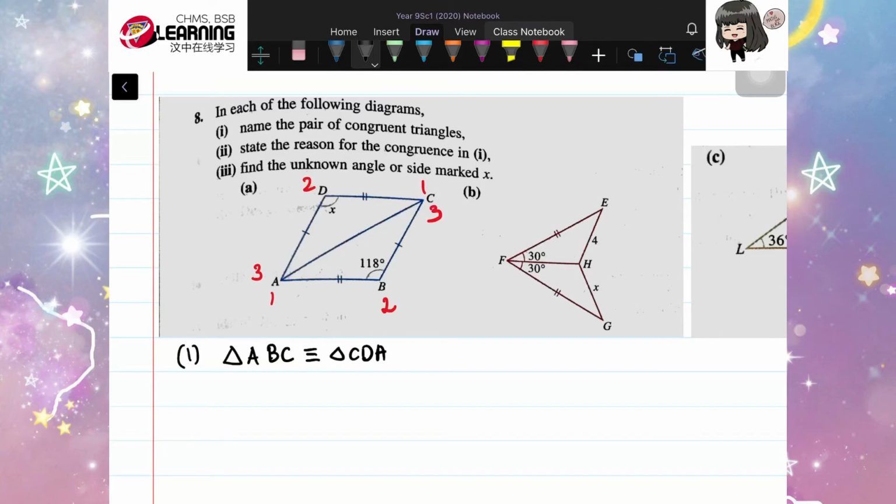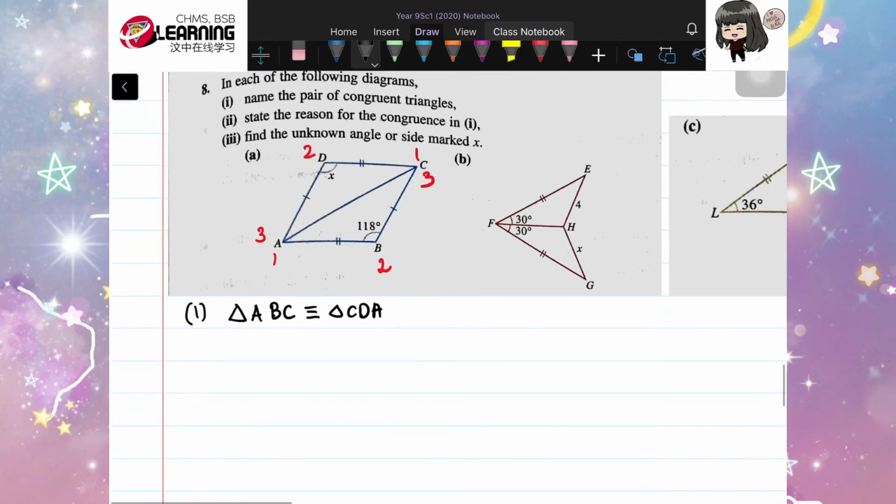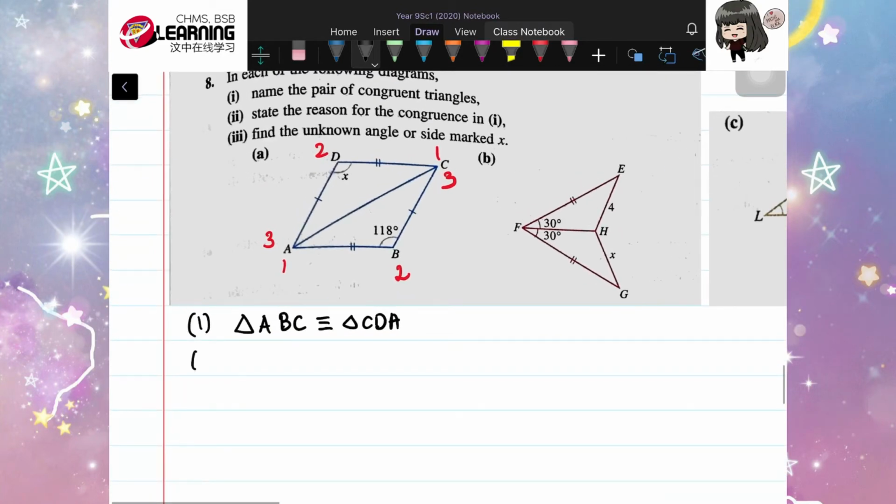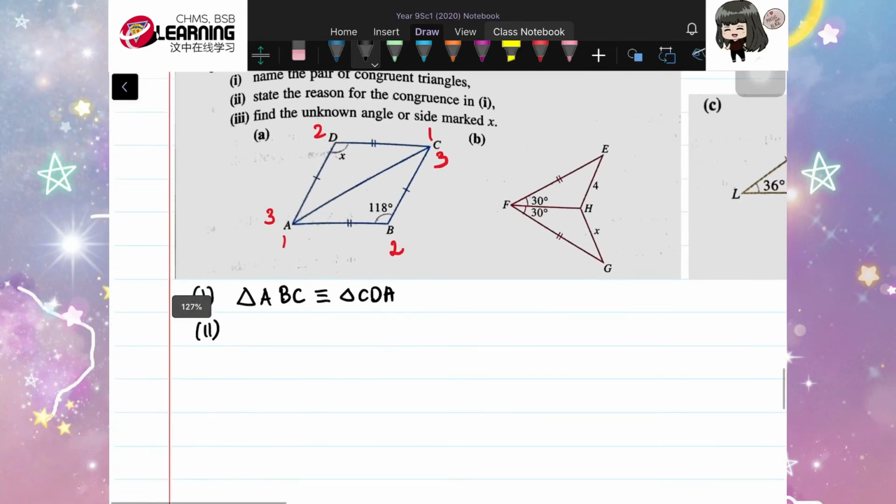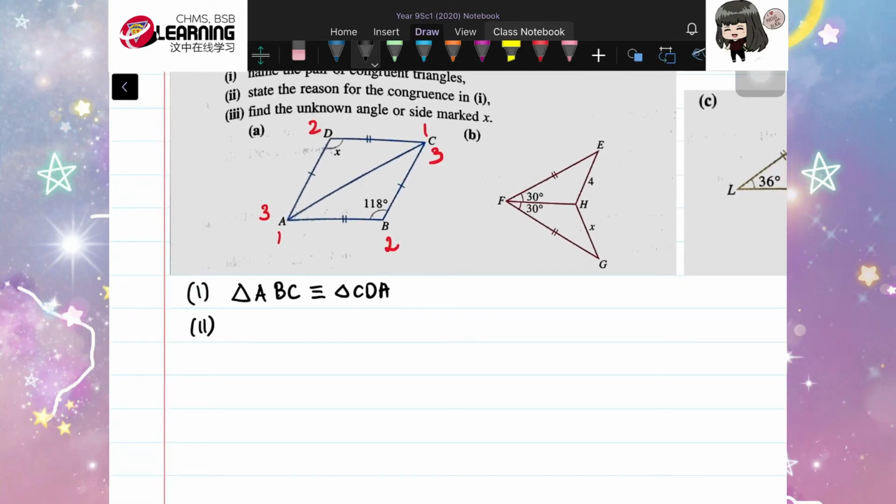Okay, so if you write triangle CDA congruent to triangle ABC, is the same. Okay, then next one is second, state the reason for the congruence. So you need to state the reason. Okay, so you are given side, same. Angle you cannot say it's the same because you are not given this same with 118. They did not say that they are the same, so you cannot use angle as the reason.